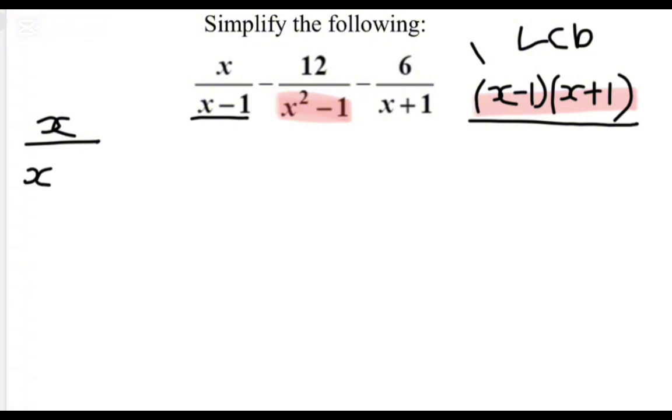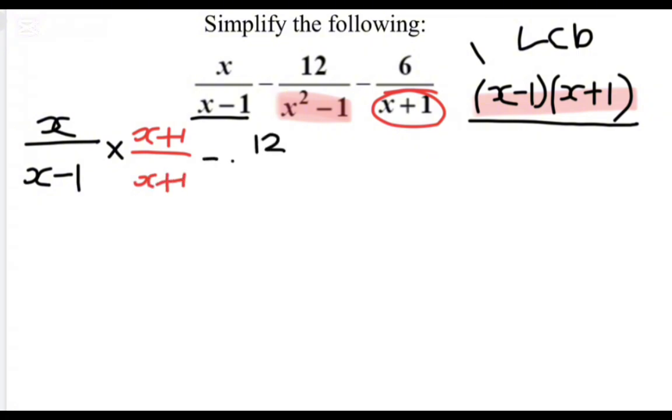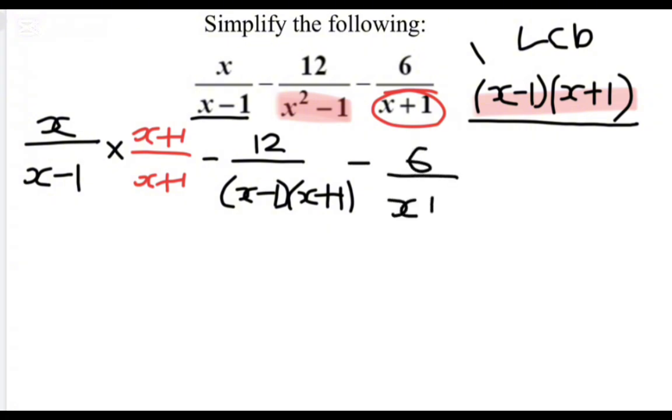So we're going to have x minus 1, which is going to multiply with x plus 1 and x plus 1. So we're going to have minus 12 divided by, when we expand, this is a difference of 2 squares, x minus 1 and x plus 1. This one is the bigger one, we don't have to multiply it. So we're going to have minus 6 over x plus 1. This one I'm going to multiply with x minus 1 divided by x minus 1.